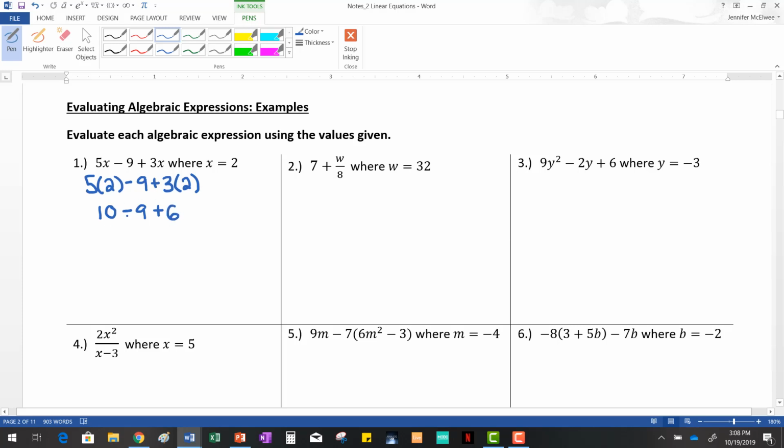From here, again, I see subtraction and I see addition. I'm going to work from left to right. So I'm going to underline what I'm working on here. So I'll do 10 minus 9, which gives me 1, plus 6. The final answer is 7.